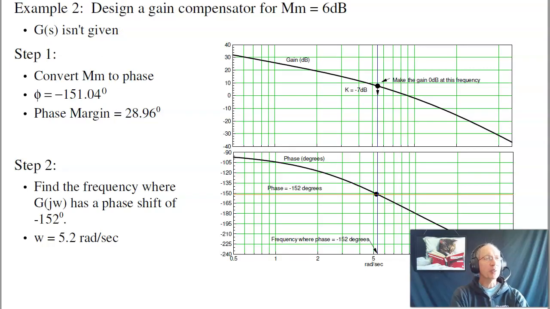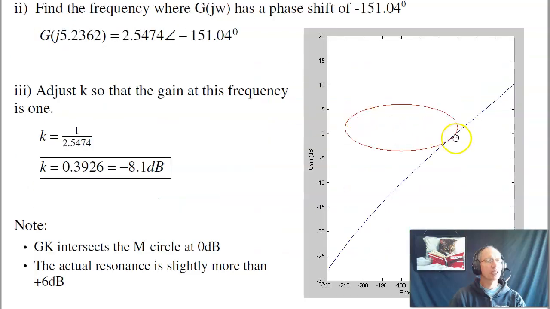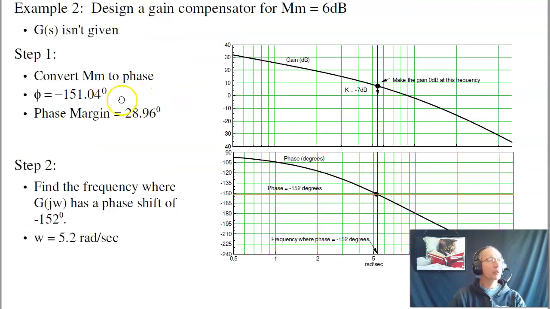Suppose I want to do that on a Bode plot. Again, the Nichols charts are kind of useful, but they're painful to use. I don't really need to use a Nichols chart. If I want to design for resonance of 6 dB, I first convert that to a phase margin. I want the phase to be minus 151.04 degrees. At that point, that's the point that's too close to minus 1 on the Nichols chart. I've got to keep that point away from minus 1. So that's the point where I make the gain 1.